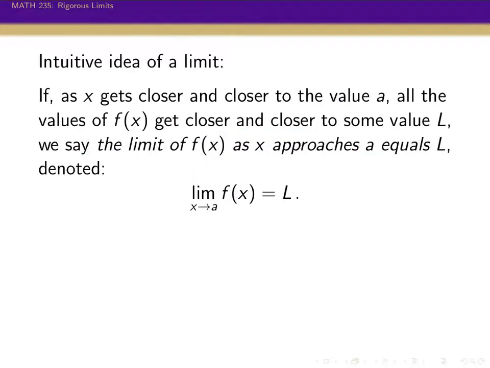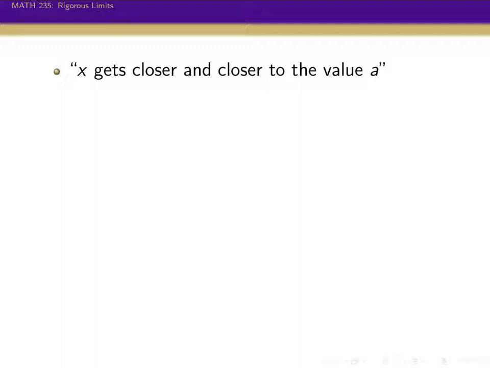So let's go back and start with the intuitive idea that we talked about in the last video. To say that the limit of f of x as x goes to a equals L, what we're talking about is that as x gets closer and closer to the value a, the values of the function f of x get closer and closer to the limit value L. Okay. And so we have this idea of closeness here. In particular, x gets closer and closer to the value a.